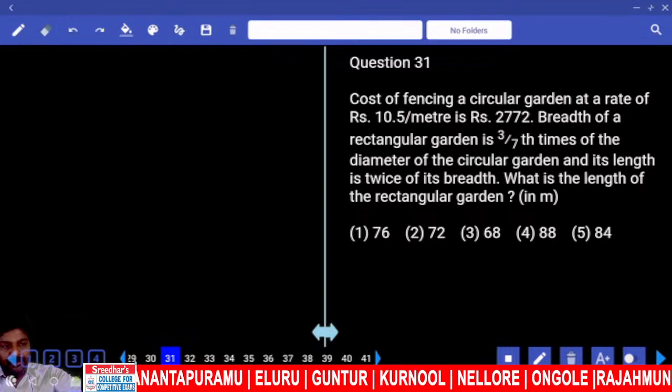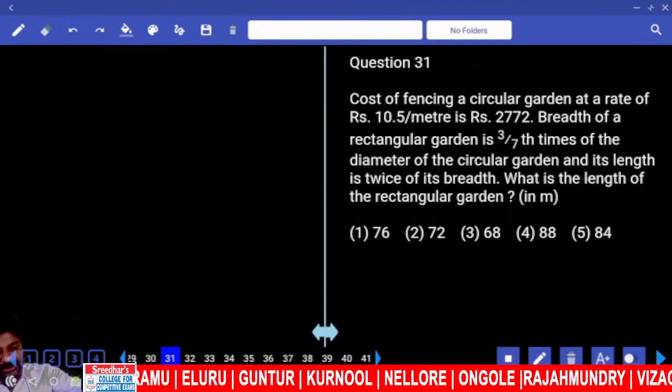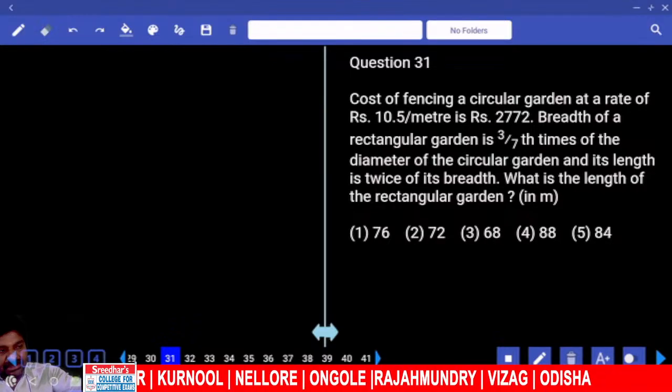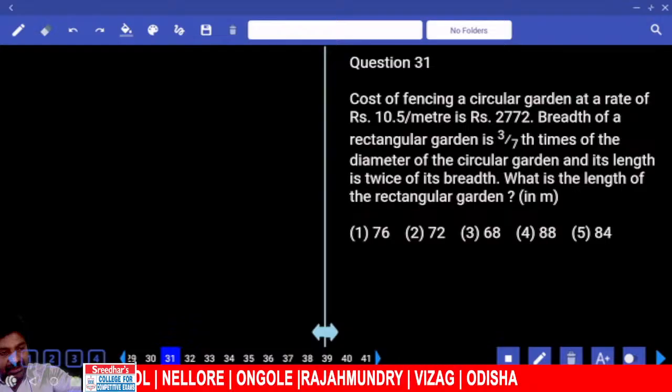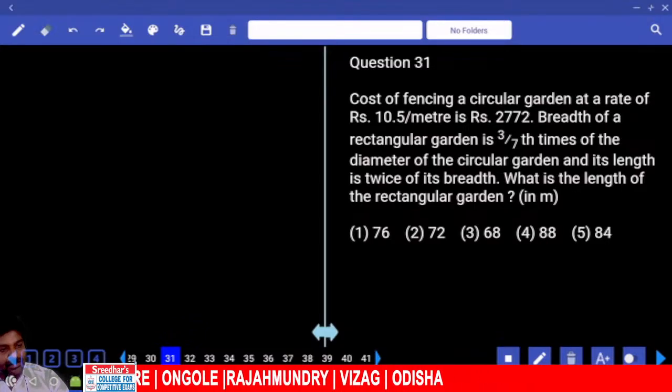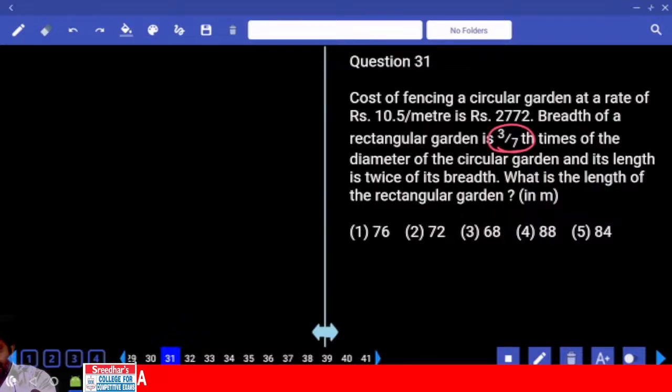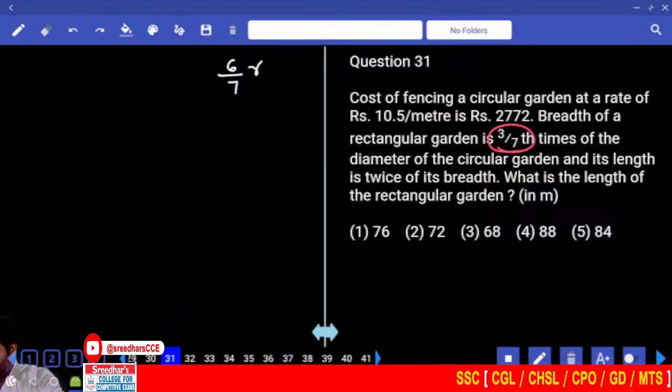At the rate of 10.5 rupees per meter is 2772. Breadth of the rectangle is 3/7 of the diameter of the circular garden and its length is twice the breadth. What is the length of the rectangle? When breadth is 3/7, length is twice the breadth, that will be 6/7 of the radius.